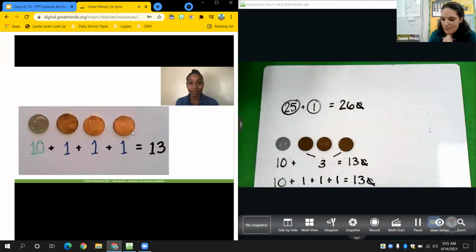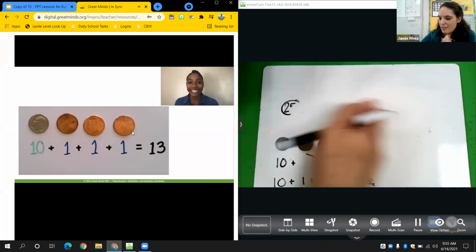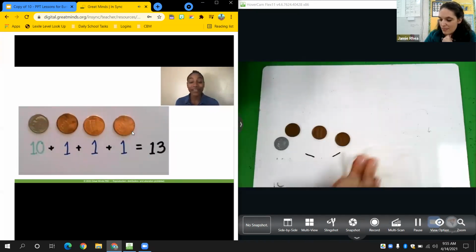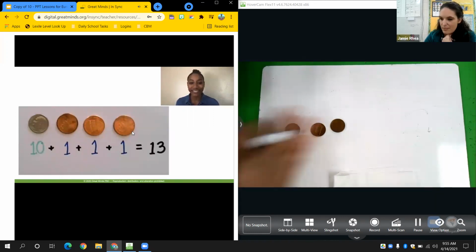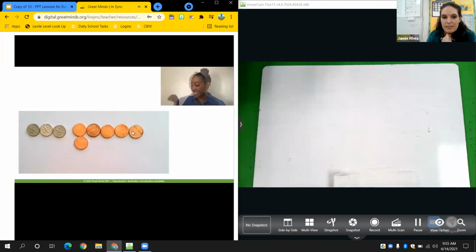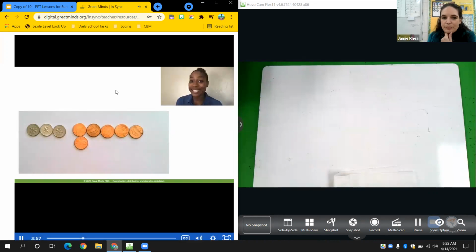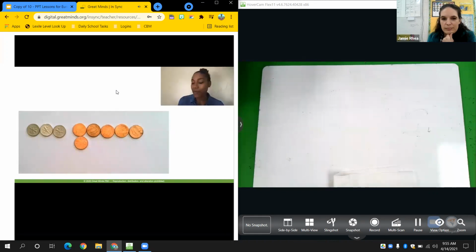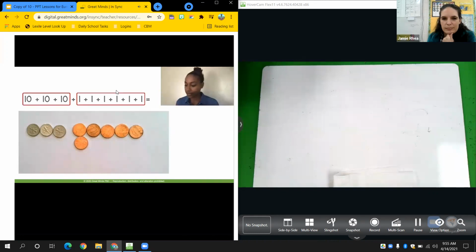Let's try some more. You're going to write an addition sentence that shows the value of each set of coins I show you. Let's start with this one. Okay, mathematician, write an addition sentence that matches the value of these coins. This time, I'm not going to add my ones individually. Instead, I'm going to think of them as a group. Instead of it being 1 plus 1, how could you think of your pennies and your dimes as a group?